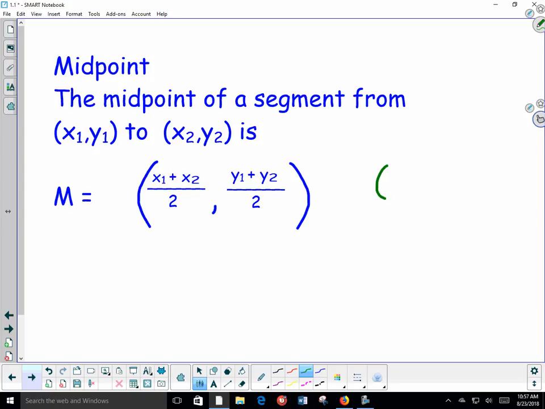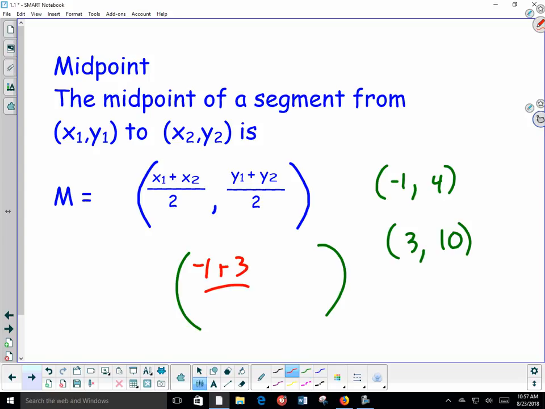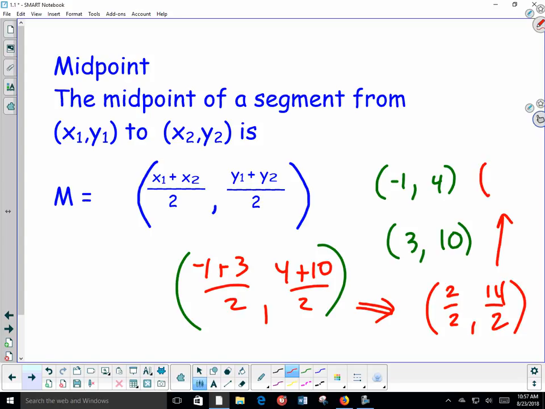So, for example, if we want to find the midpoint between, let's say, (-1, 4) and (3, 10), then we would say, oh, we want to say (-1 plus 3) over 2, comma, (4 plus 10) over 2. And that would get us to 2 over 2, comma, 14 over 2, which is really, the ordered pair would be (1, 7). That would be the midpoint. All right.